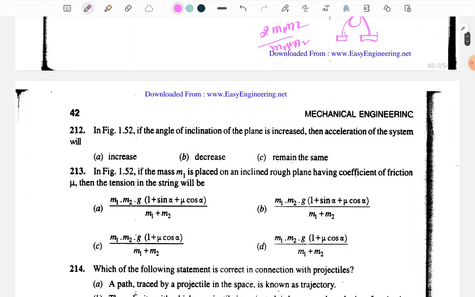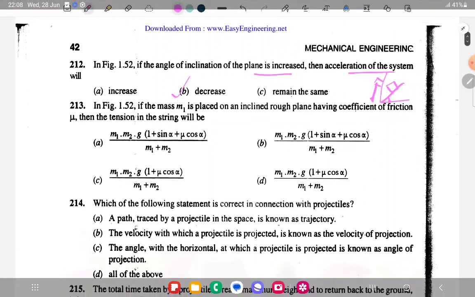The angle of inclination of the plane is increased. The acceleration of the system decreases, because basically when this angle is increased and the body comes here, the acceleration decreases as it is going to fall.